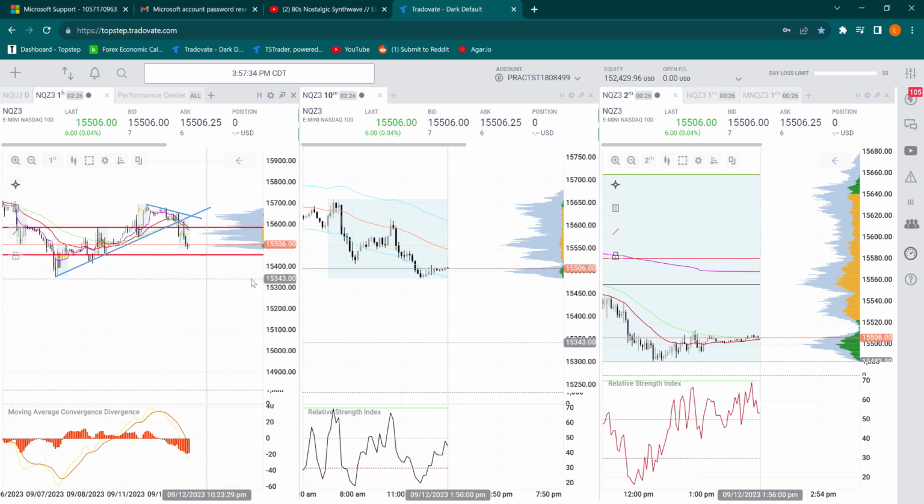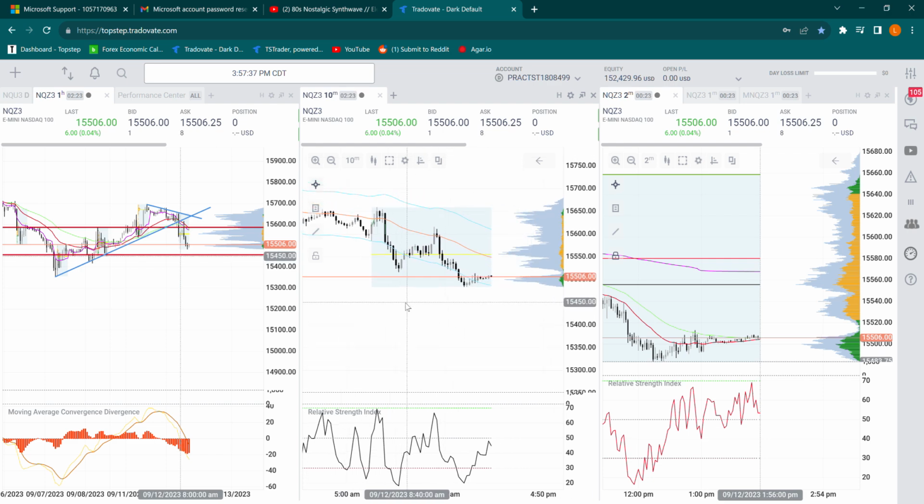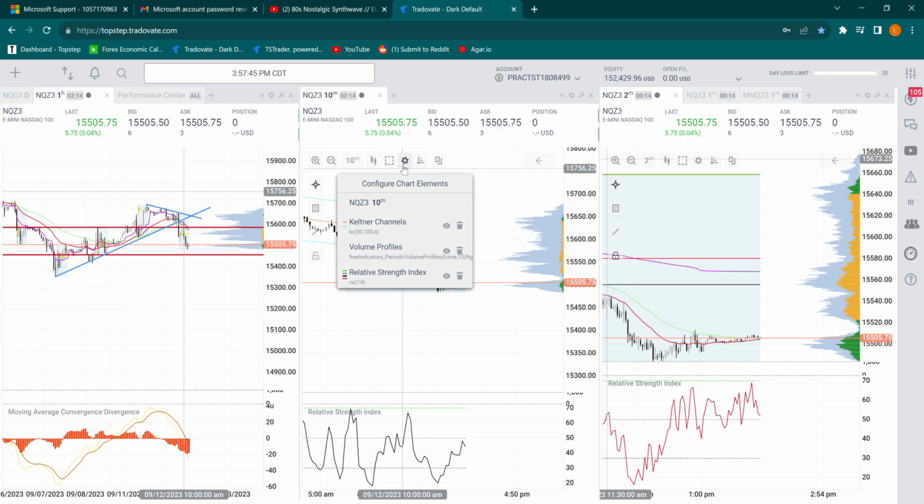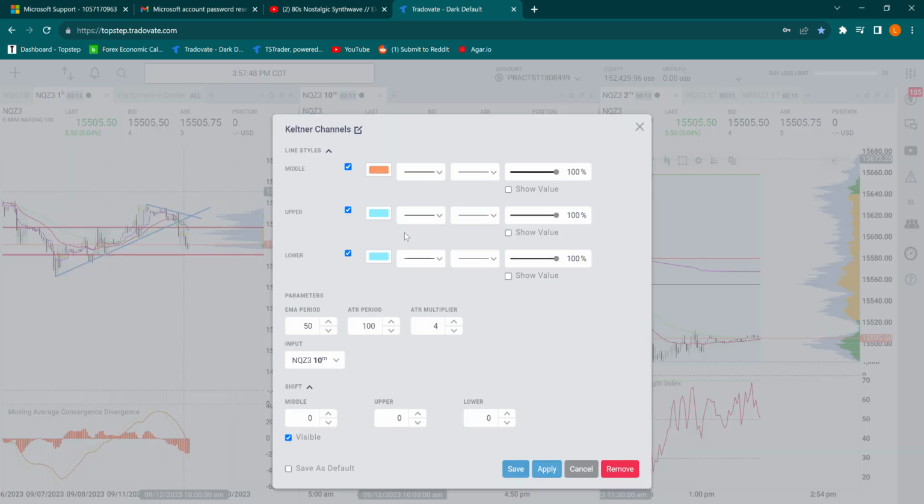So today I started using the Keltner channels at a standard deviation of 4, set at 100 ATR, or average trading range, and then an EMA of period 50. The price seems to react to the 50 EMA. The ATR period of 100 smooths out the ATR multiplier, not the standard deviation.